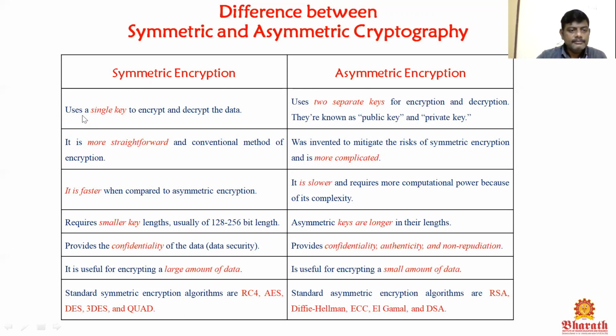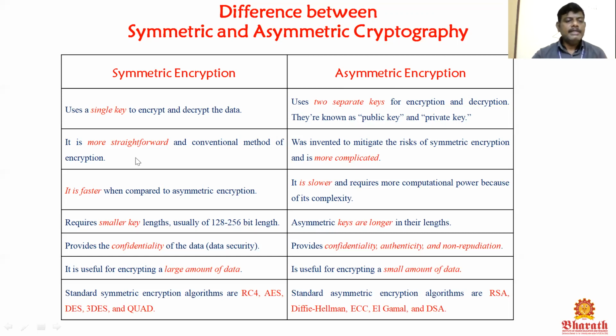First point: symmetric cryptography uses a single key to encrypt and decrypt the data. You already know the concept. In this scenario, we use a single key for encryption on the sender side, and the same key is used for decryption on the receiver side. In asymmetric encryption, it uses two separate keys for encryption and decryption. They are known as public key and private key.